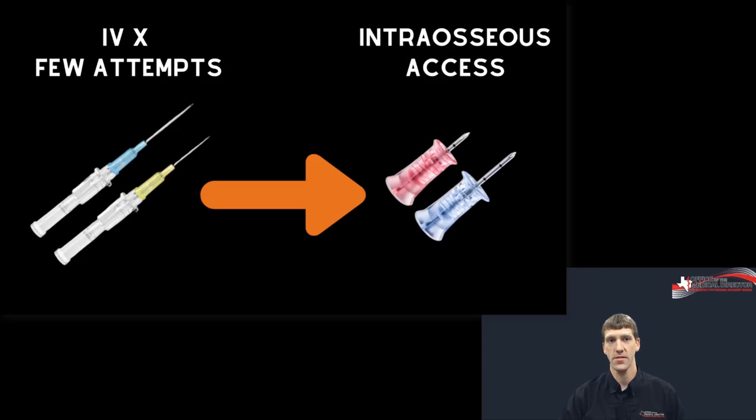IV access is obviously notoriously difficult in kids. They certainly have smaller, more friable vessels, and they're more difficult to find, especially when the child is in shock. We also lack experience compared to our adults. So for the critically ill child, do a couple of attempts at an IV and then move rapidly on to IO access. Remember, IOs are started first in the pediatric population, so don't hesitate to start an IO as you need it.